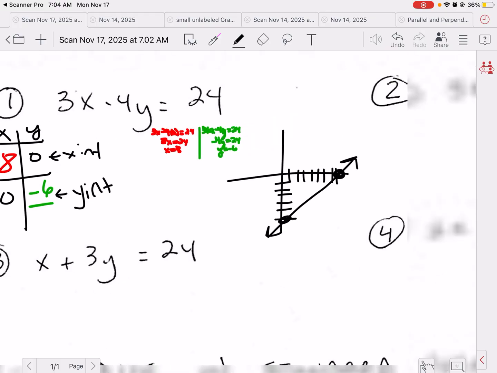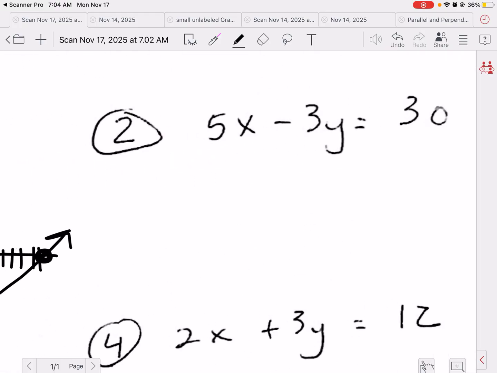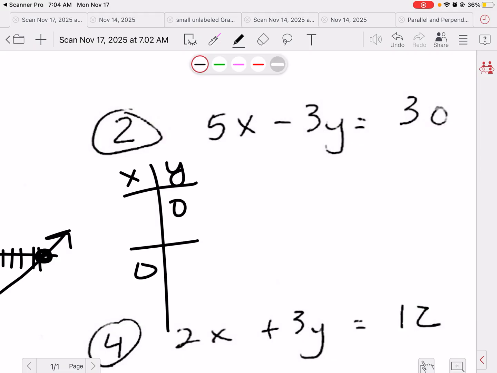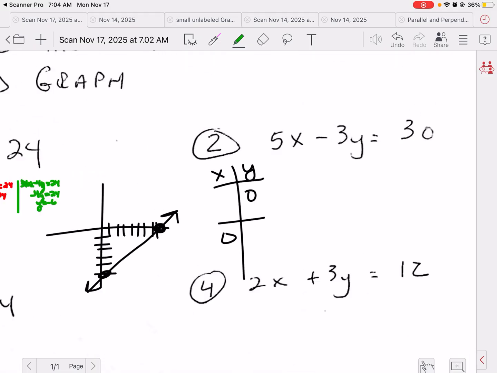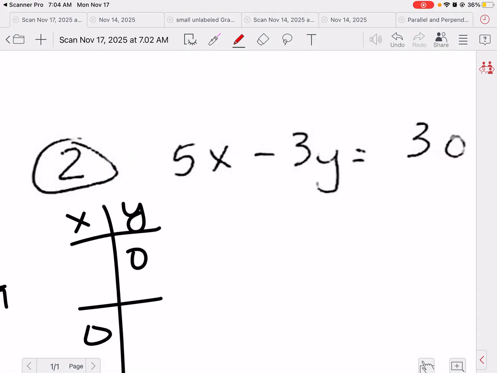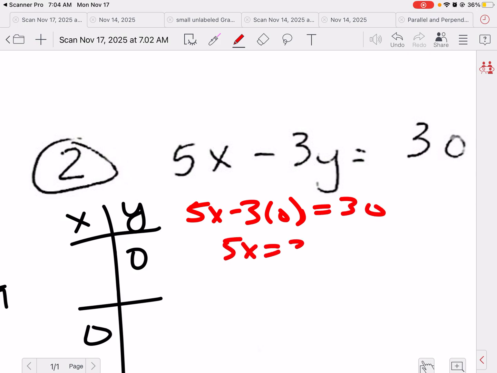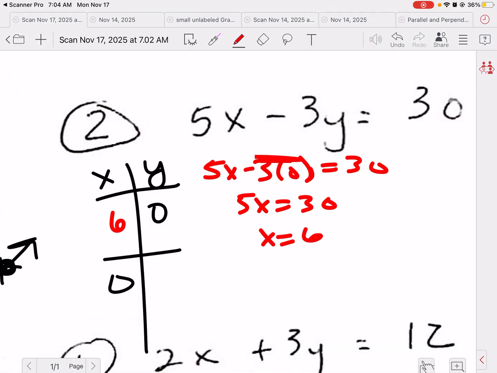Okay. Moving right along. Same idea. Gonna make my t-table. 0 for y, 0 for x. I started with red. Try and start with red this time. So we're gonna have 5x minus 3 times 0 equals 30. So 5x equals 30. So x equals 6. Sometimes they also call this the cover-up method because they'll just be like, oh, cover that part up, right? 5x equals 30.